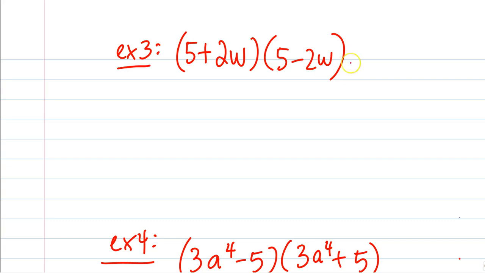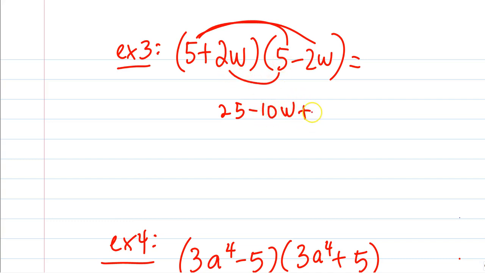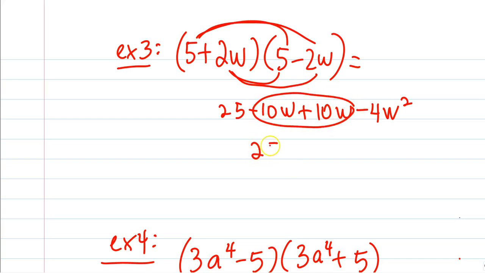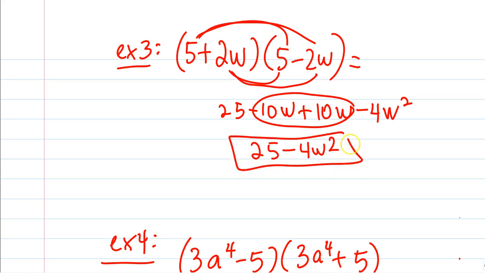So what's the answer? Distribute it out. 5 times 5. 5 times negative 2w, minus 10w. 2w times 5, plus 10w. And 2w times negative 2w, minus 4w squared. What happens in the middle again? Plus 10w and minus 10w zero out, leaving us with 25 minus 4w squared. Some of you have a good habit of putting the variable first, and that would not bother me.